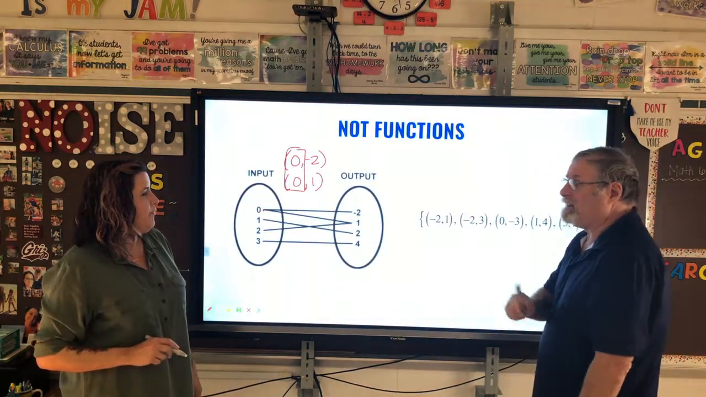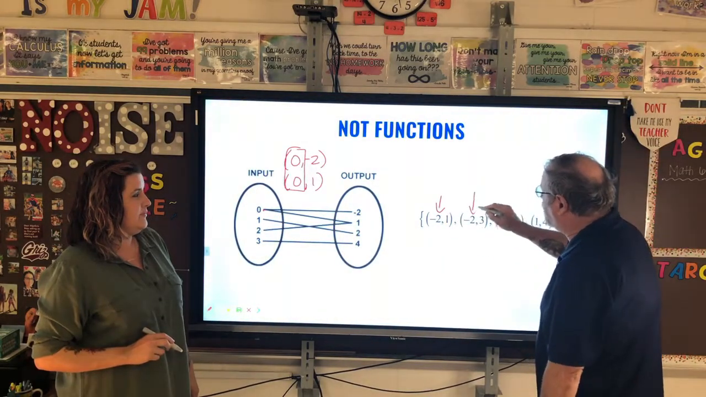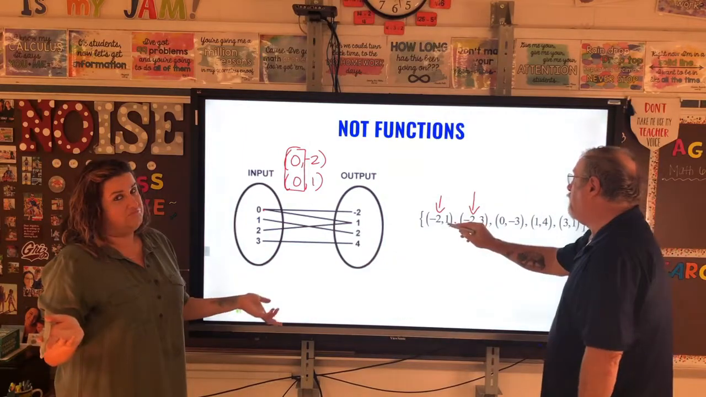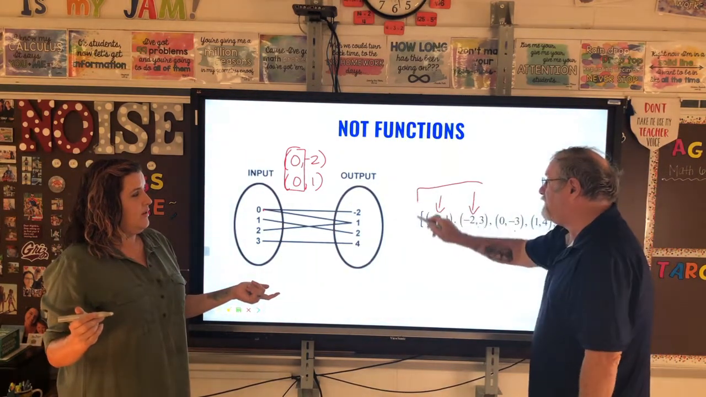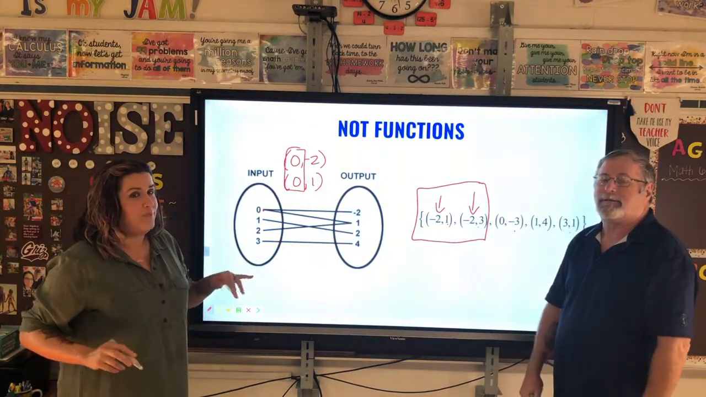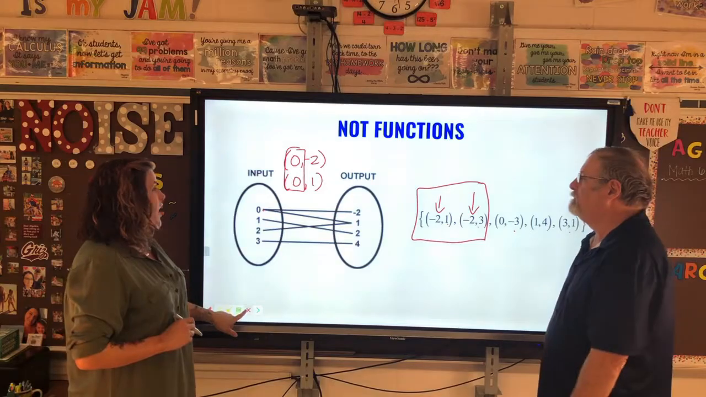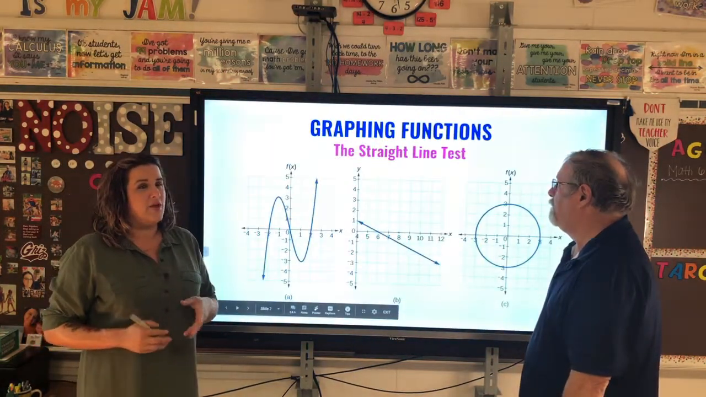And here we see the same thing. Here we have a -2, and here we have a -2. We don't care that these are all different, but as soon as you get two of them that repeat, you can stop right there. Boom, not a function.